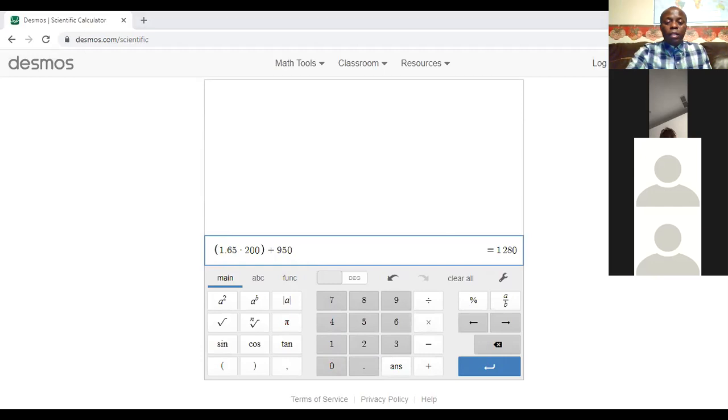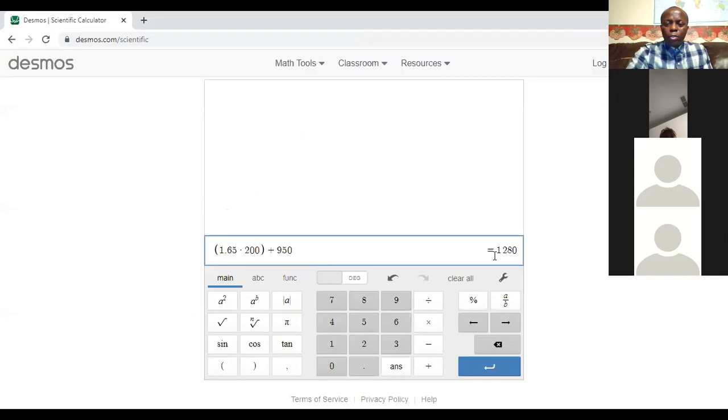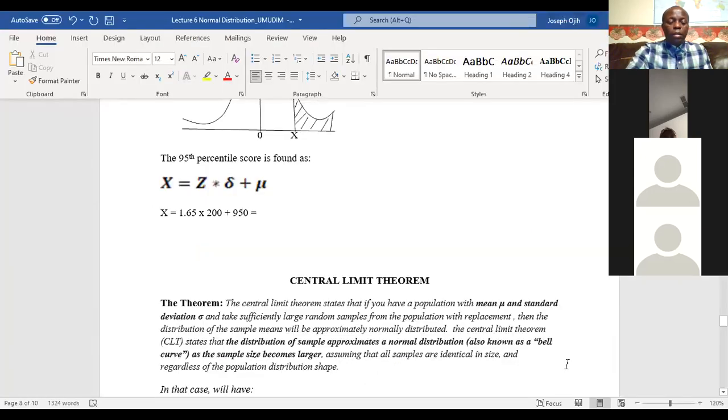2080 is the 95th percentile score. Is it 2080 or 1280? I think it's 1280, I believe. Yeah, 1280. Qualifying score. The 90th percentile score. Hope it's clear, right?